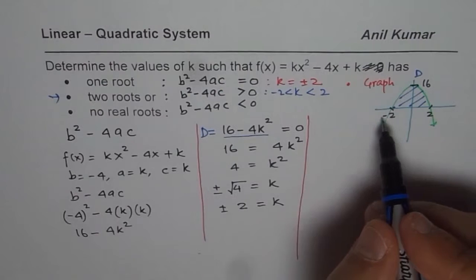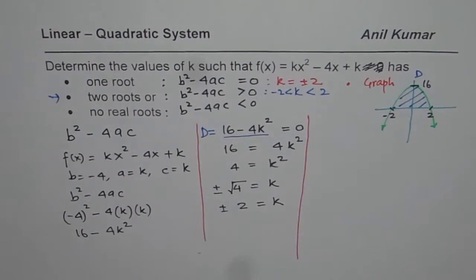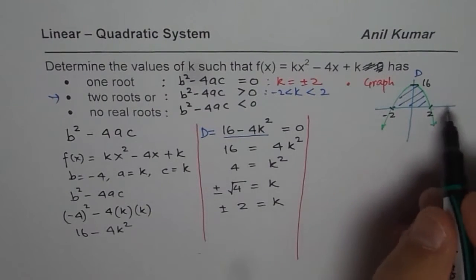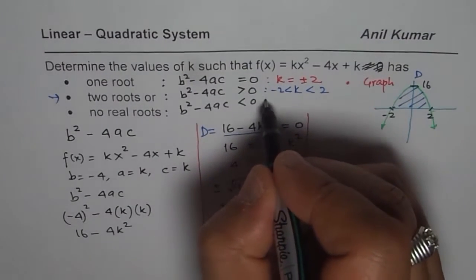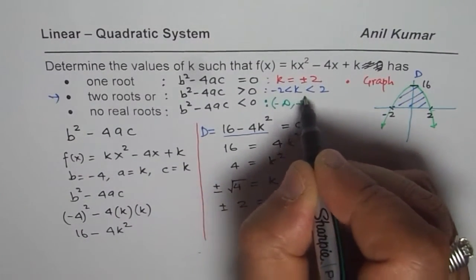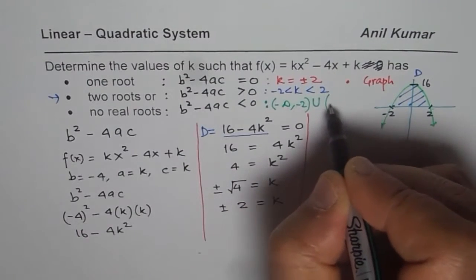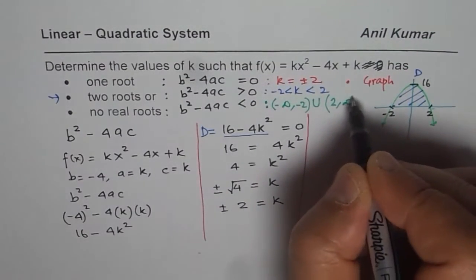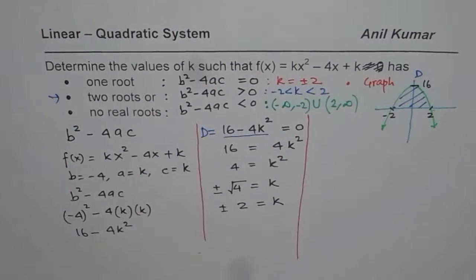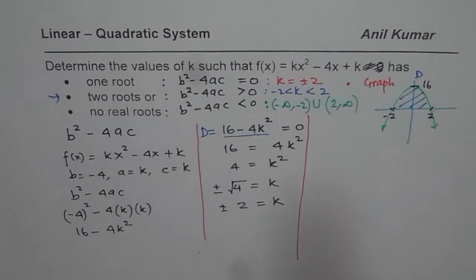But if k is between minus infinity and minus 2, and between 2 and infinity, we have no root since the value is negative, right? So in that case, we say if k is from minus infinity to minus 2, union, I could say, and from 2 to infinity, these are different nomenclatures for the same thing, then we have no real roots. So that is one way of finding out, finding with the help of a graph, correct?